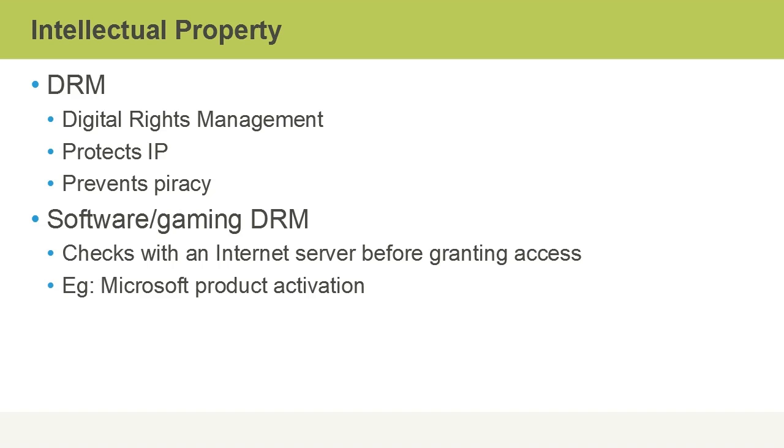An example of this would include Microsoft Product Activation, where if we were to install, for example, a Windows operating system, then we would have to make sure it gets registered with Microsoft's activation servers before we can fully use that operating system and receives updates. In this video, we talked about intellectual property.